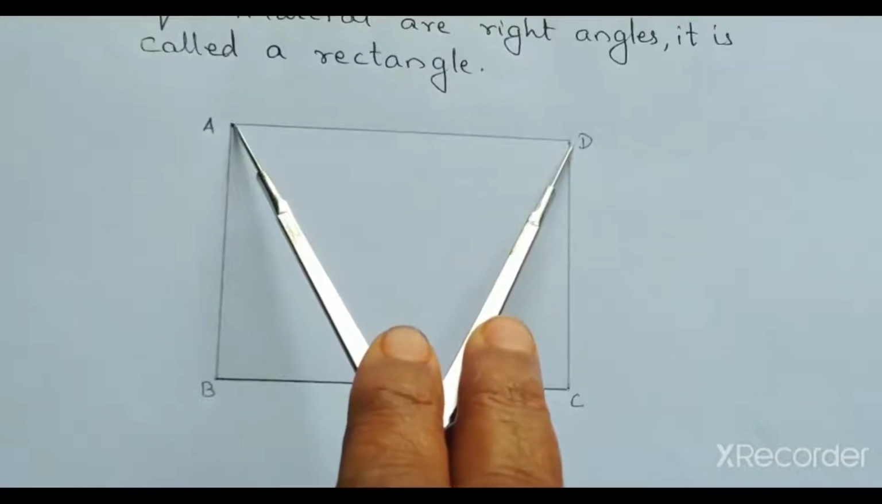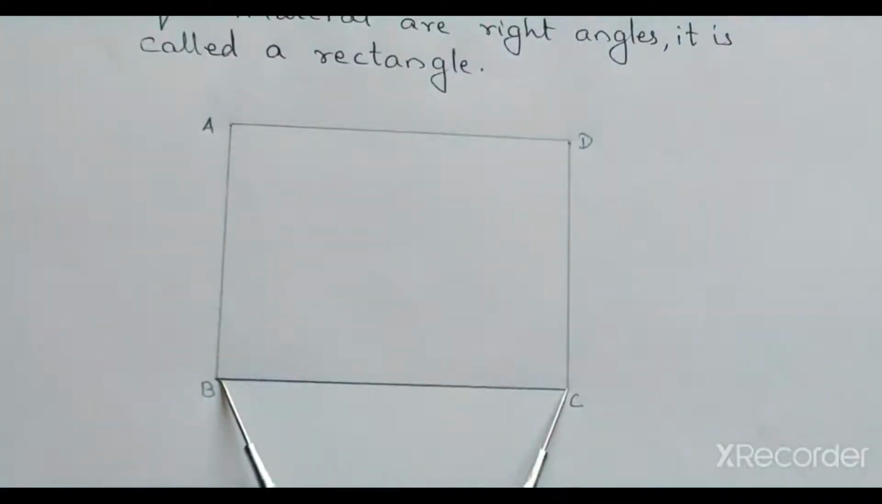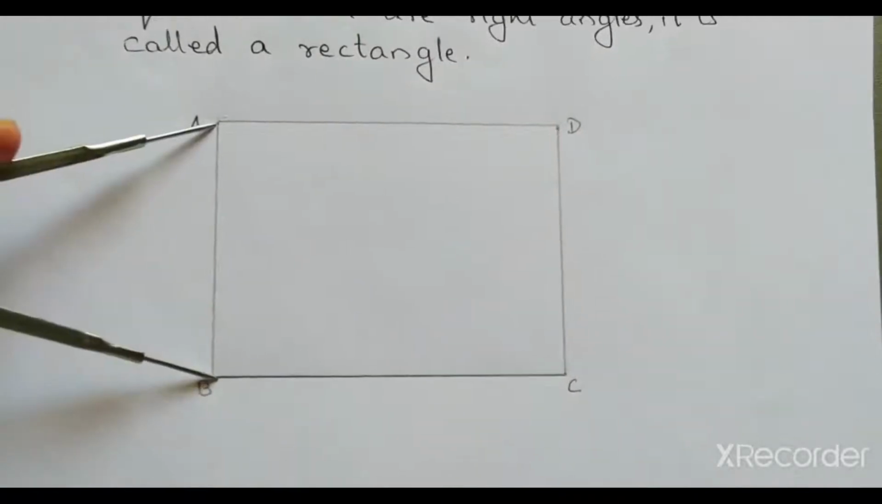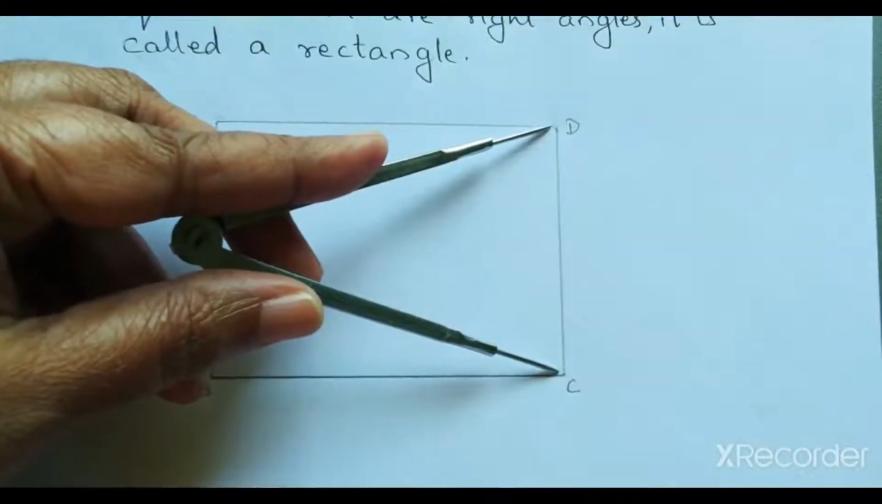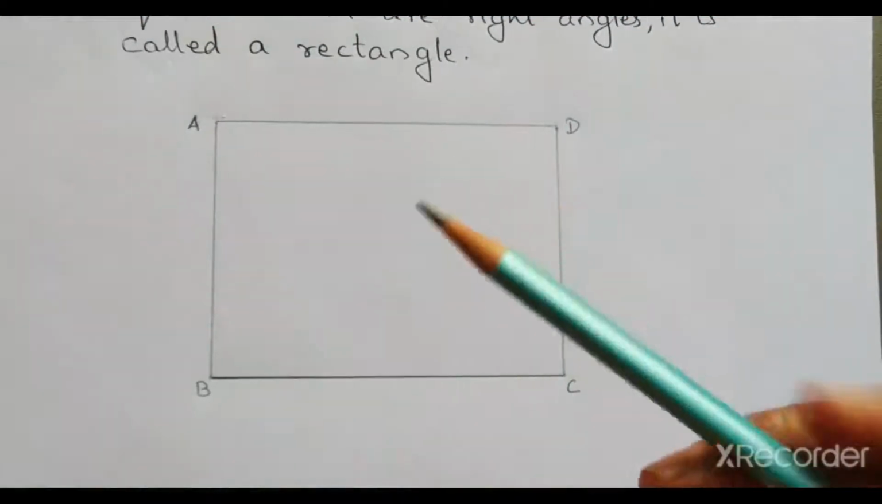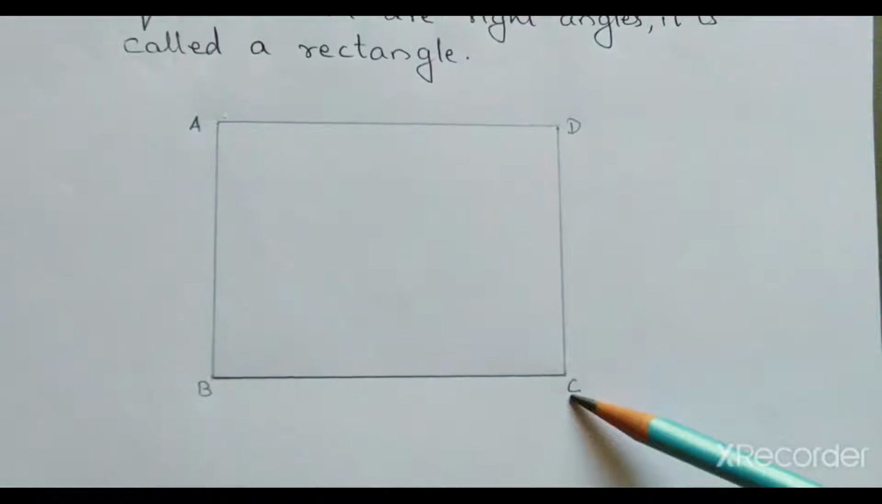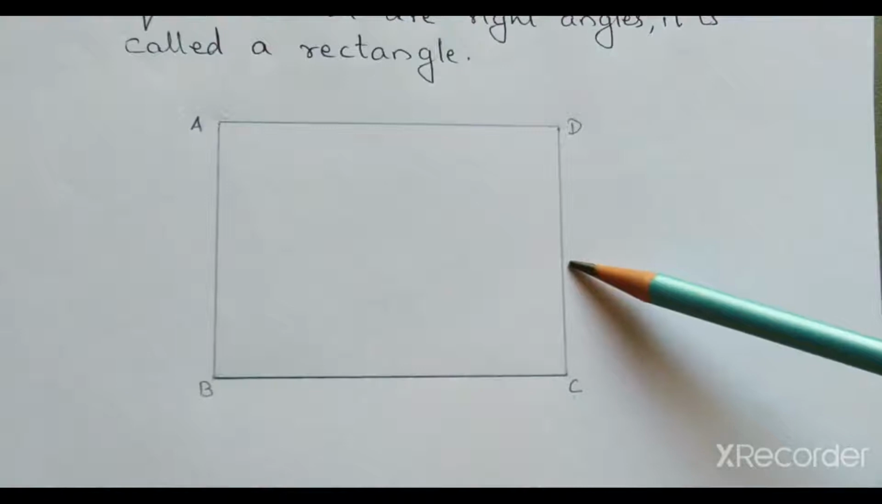Now if we check the length of AD and BC using a divider, we can see that they both are having the same length. That means the segments AD and BC are having the same length. Similarly, segment AB and DC are also of the same length. So we observe that the opposite sides AD and BC are of the same length, and also AB and CD are of the same length.